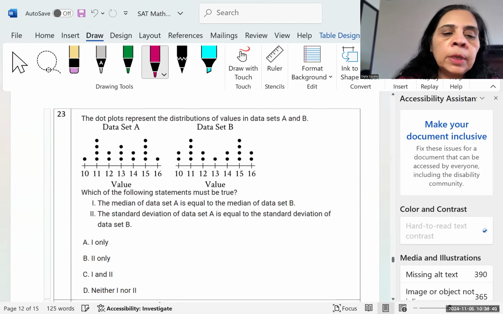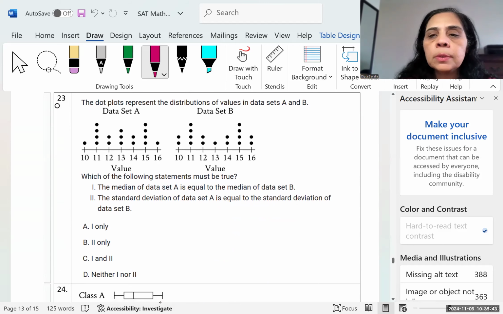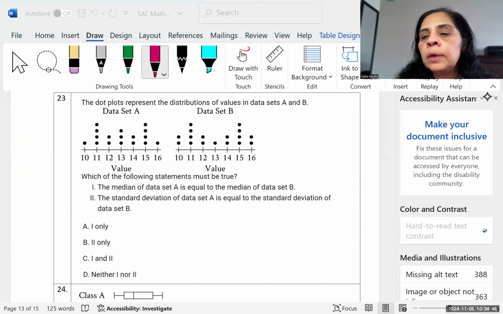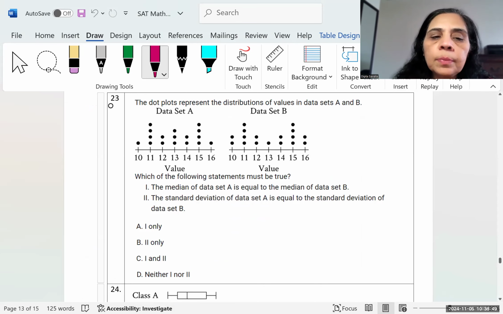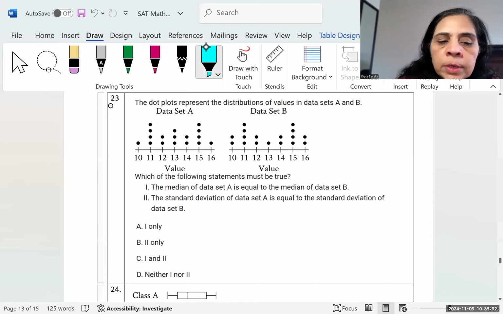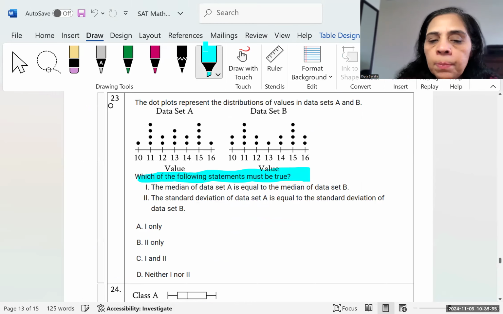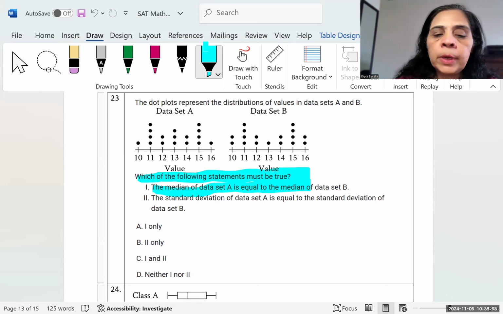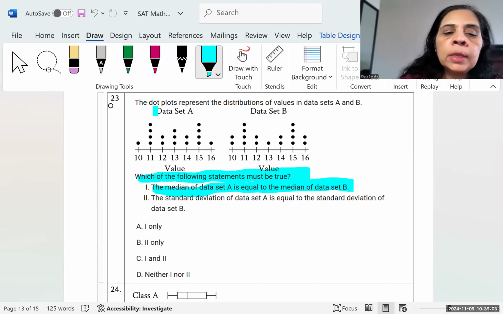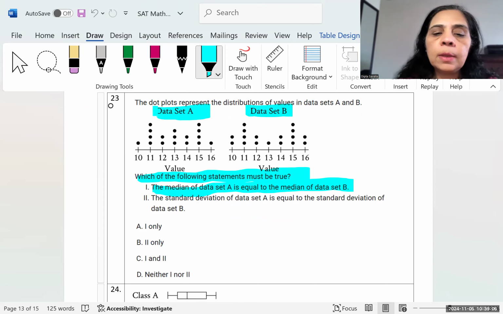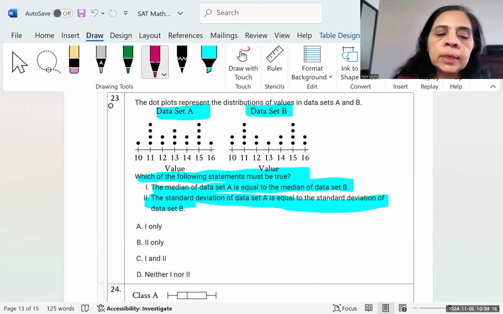All right. Number 23, we have two dot plots here. Let me make more space. The question says, which of the following statements must be true? The median of data set A is equal to the median of data set B. So we can see data set A here and data set B. Part 1 says the median of both data sets is equal, and part 2 says the standard deviations are equal. So which one is correct? Part 1, 2, both, or neither?